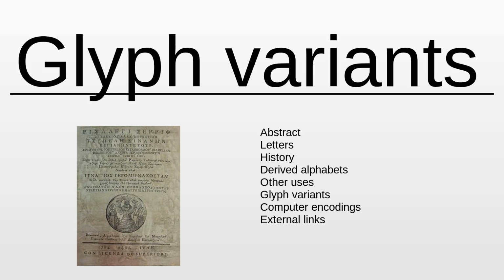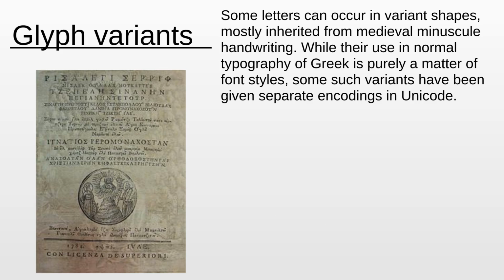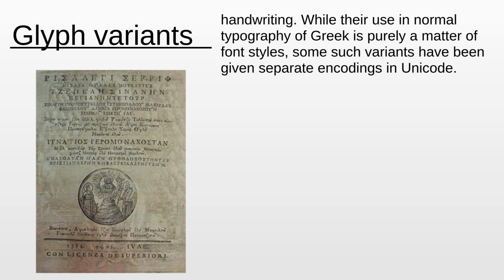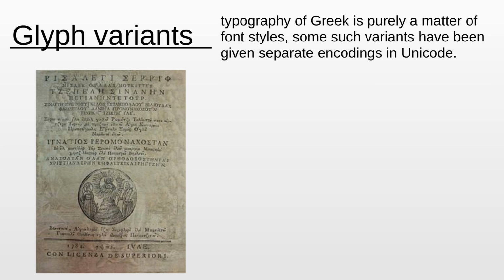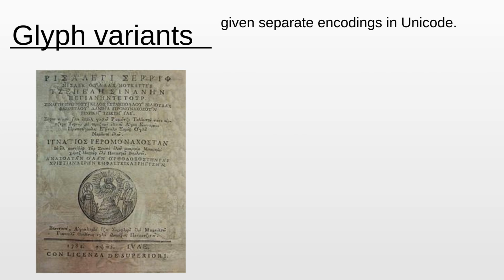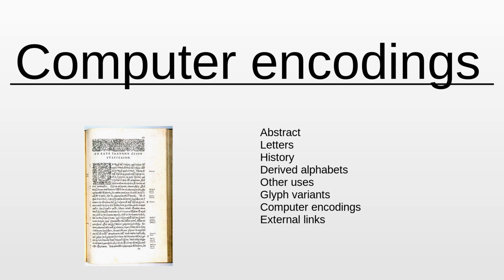Glyph variants. Some letters can occur in variant shapes, mostly inherited from medieval minuscule handwriting, while their use in normal typography of Greek is purely a matter of font styles. Some such variants have been given separate encodings in Unicode, computer encodings.